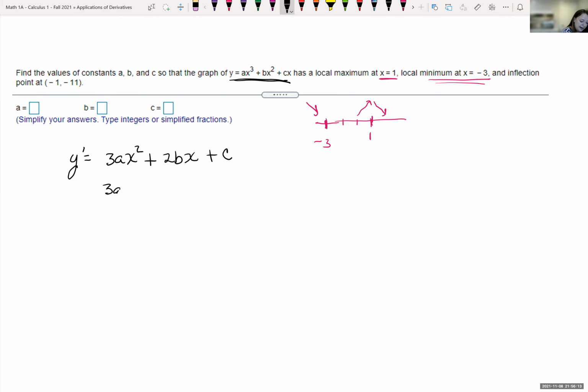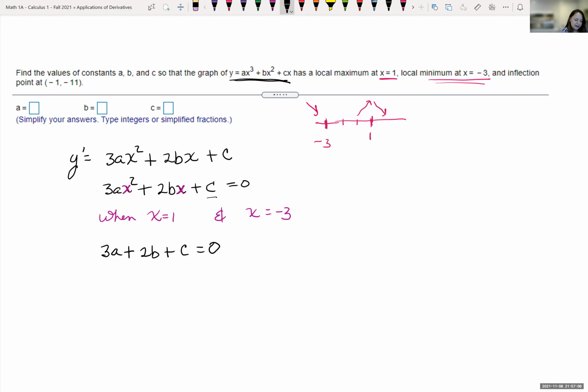So we know 3ax squared plus 2bx plus c is equal to 0 when x equals 1 and when x equals -3. So let's rewrite this. We actually have 2 equations here. Let's plug in 1 wherever we see an x. If we do that, we get 3a times 1 squared, which just gives us 3a, plus 2b times 1, which is just 2b, plus, there's no x here, so c is equal to 0. So there's one equation.